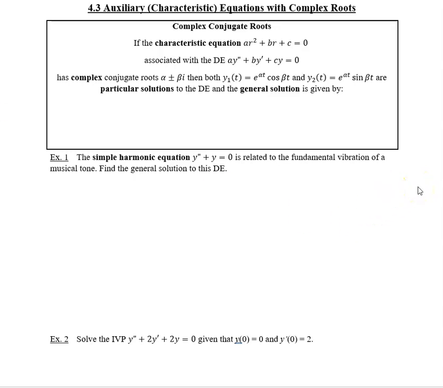We're going to take a look at section 4.3 where we're continuing to talk about how we can use the characteristic equation or the auxiliary equation to solve a homogeneous second order linear differential equation with constant coefficients.